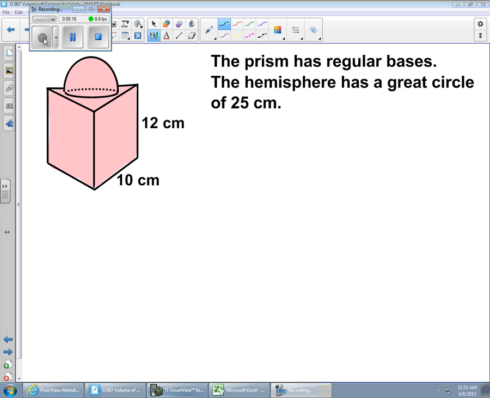Okay, the prism that's shown here has regular bases. The hemisphere has a great circle of 25 centimeters. Now on Friday, we were able to define what this thing was. And this shape, we arrived at the conclusion that it was a triangular prism and a hemisphere. So our volume was going to be the result of a prism plus a hemisphere.